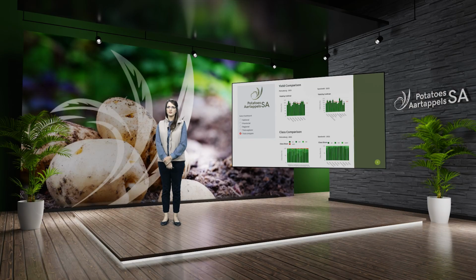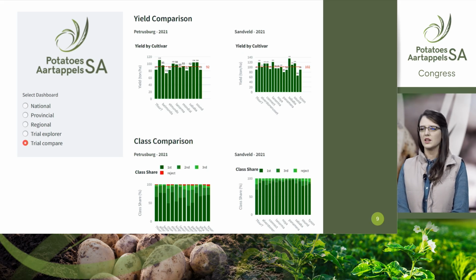There you can see on the graphs the yield by cultivar, all the cultivars that were in the trial on the 2 sites, as well as a class comparison. It depends on what you select on the dashboard, that's what you get out on your graphs.